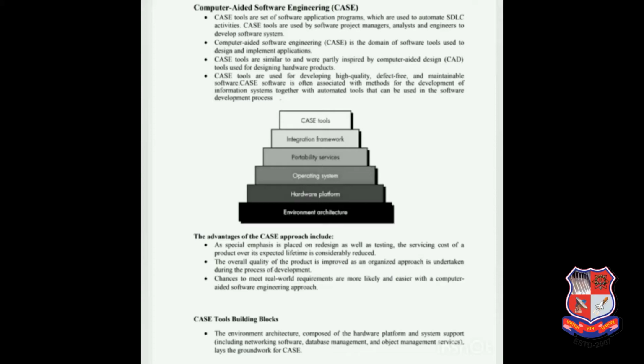First of all we will try to understand what is environment architecture. Environment architecture is basically composed of the hardware platform and the software support. Now software support here will include the network, the software, the database management, and the object management services. That means overall services that are included with our system. So environment architecture will include both the hardware platforms as well as the software support. In the software support, a number of applications will come.